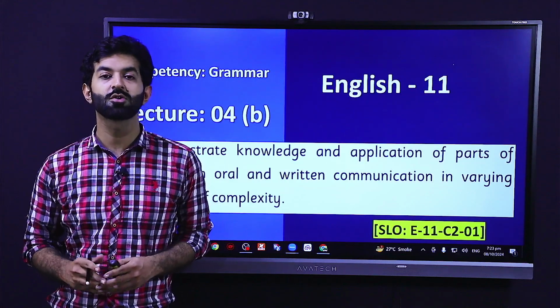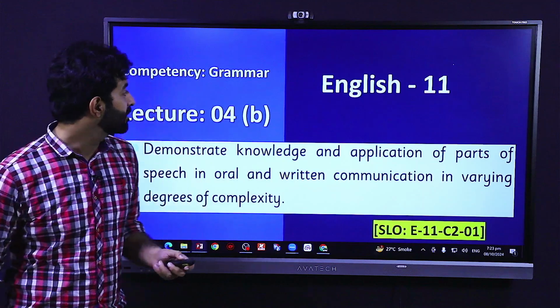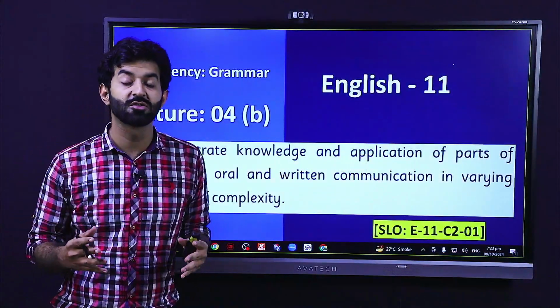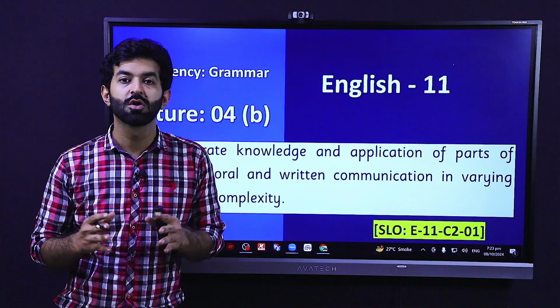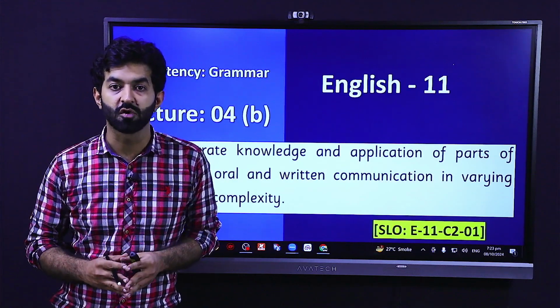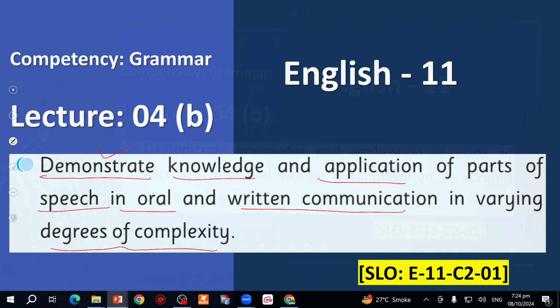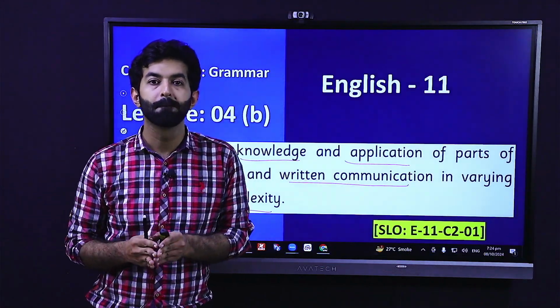Students, today we will talk about grammar. And in grammar, we are going to deal with the same SLO, which is very comprehensive and generic. But today we will talk about pronouns and types of pronouns. The SLO says that you demonstrate knowledge and application of parts of speech in oral and written communication in varying degrees of complexity. Now, this SLO contains all the parts of speech in both the written and oral medium.